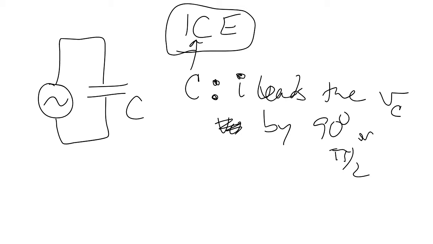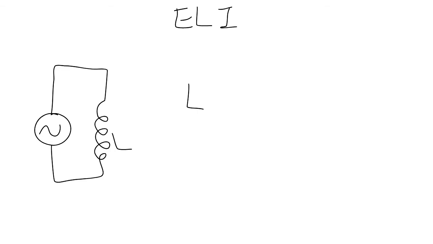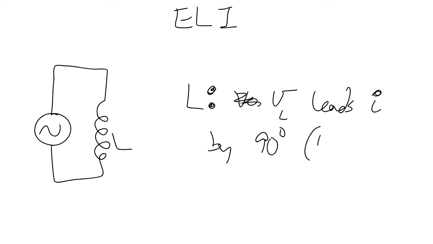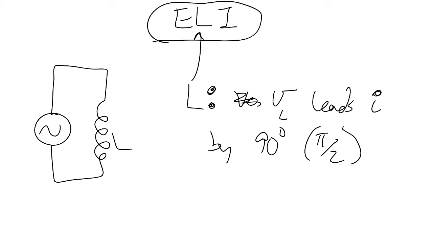And then we did the inductor. ELI comes into play. And so I have an AC power supply, and I have an inductor. And then for the inductor, the voltage across the inductor leads the current by 90 degrees, or pi over 2 radians. And so that's what this is indicating right here, the fact that for an inductor, we have the voltage or the EMF coming before the current.